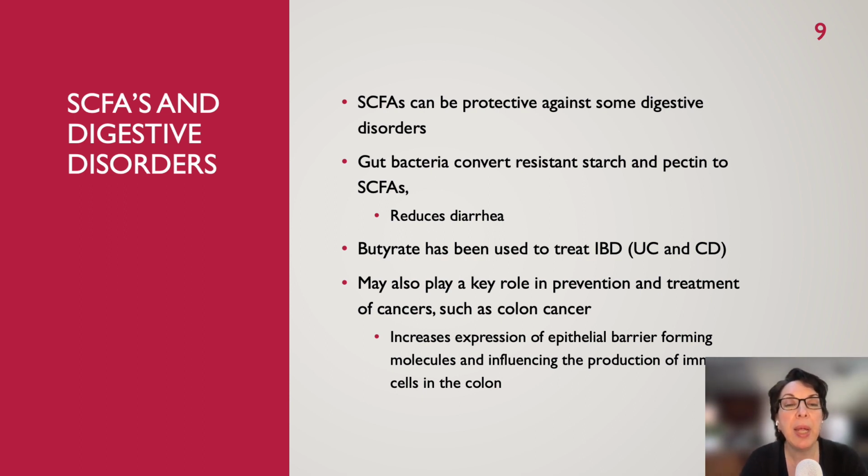Butyrate is a short chain fatty acid that has been used to treat IBD, including ulcerative colitis and Crohn's disease. And they may also play a role in prevention and treatment of cancers, such as colon cancers, by increasing expression of the epithelial barrier, which forms molecules, and influencing the production of the immune cells in the colon.